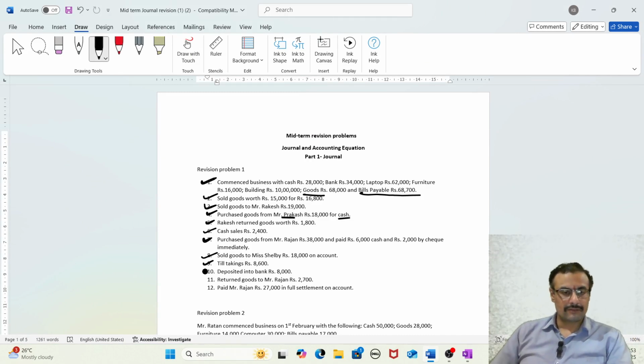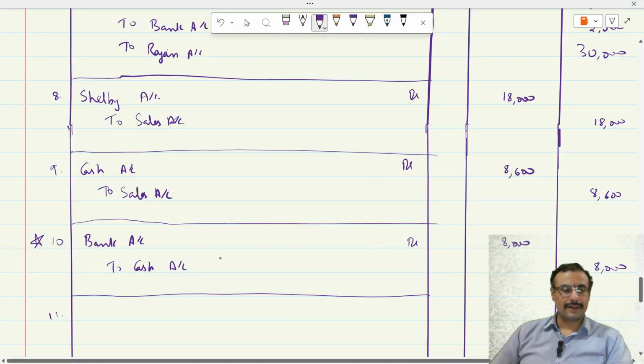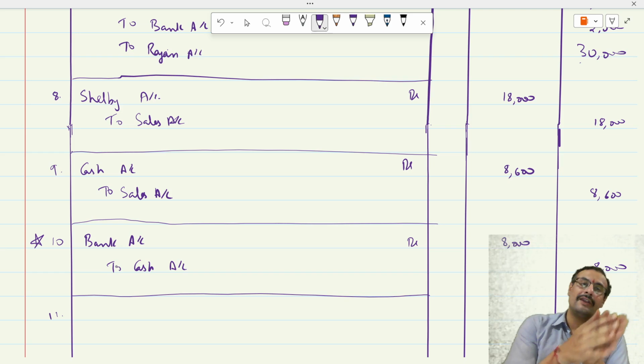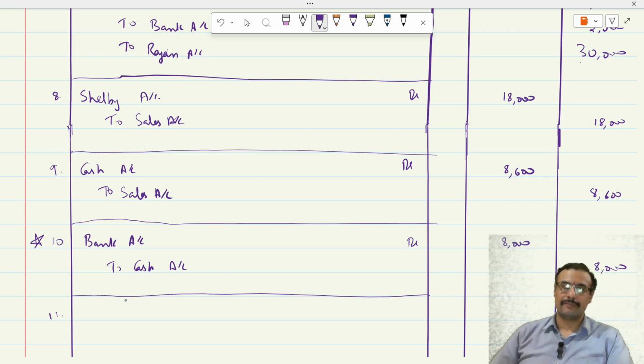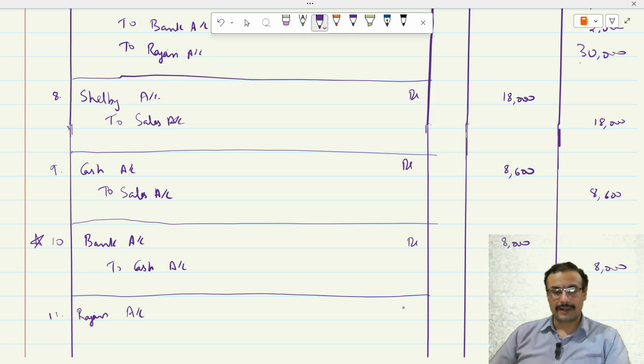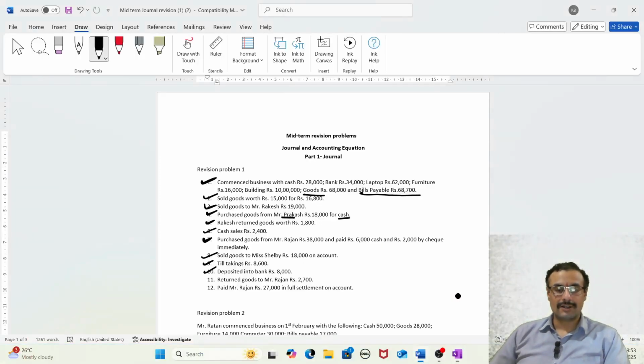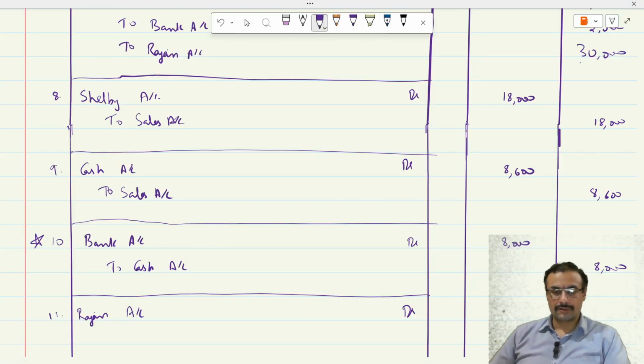Then 10th one done. Return goods to Mr. Rajan. So we have purchased over here 30,000. We are going to return it back. If we are going to return it back, I need not pay Rajan to that extent, right? So if I'm not going to pay, a rupee saved is a rupee earned. So purchase returns will be my income. And I need not pay Rajan to that extent, so the liability is decreasing. So Rajan account debit. Liability decrease means debit. Rajan account debit, it is 2,700.